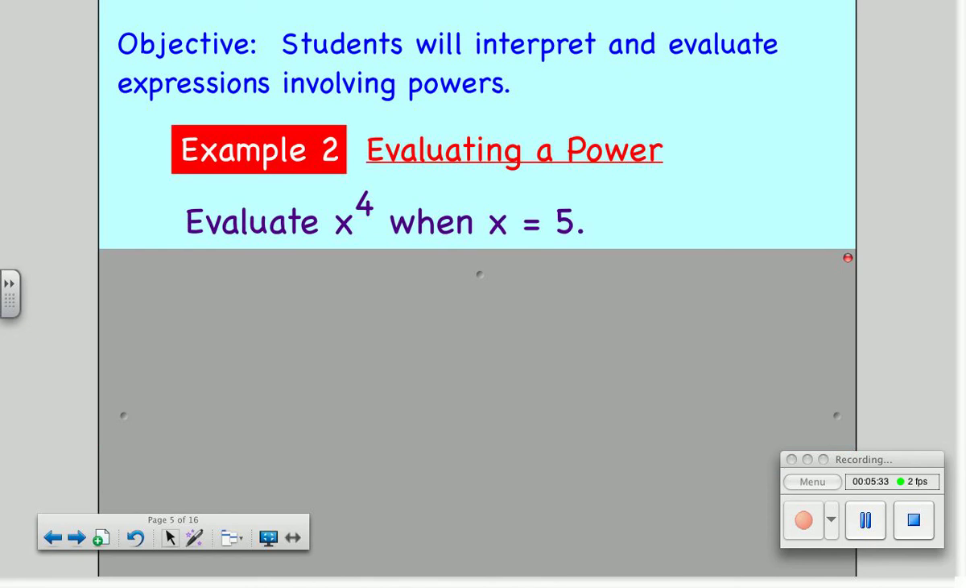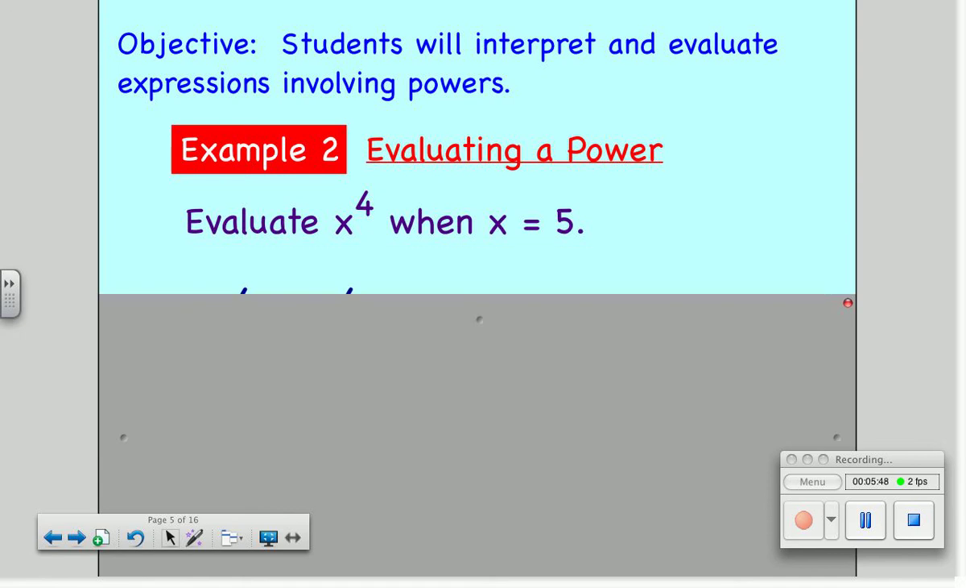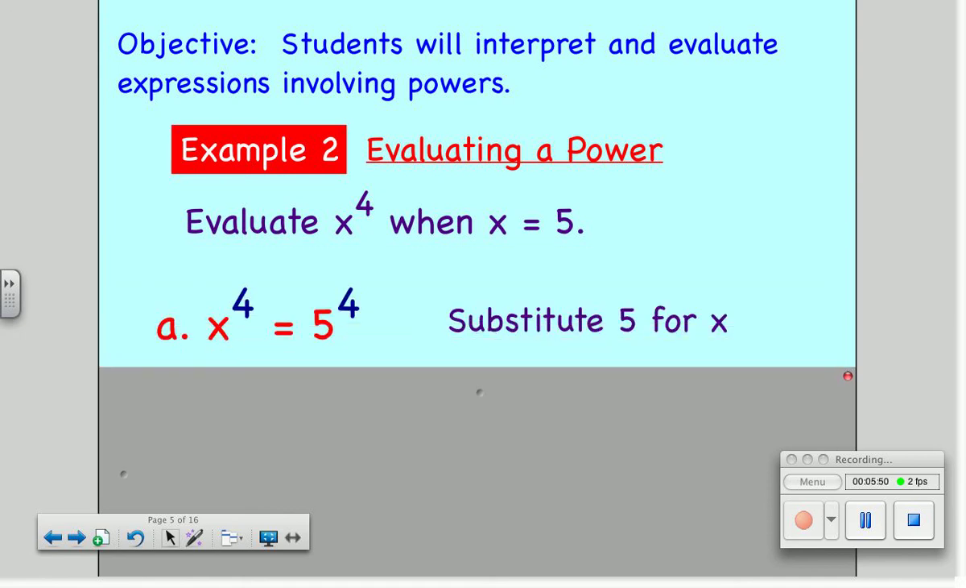Now, how do we evaluate a power? Remember, the word evaluating means give the value of. So how do we give a value to those powers now? So we want to evaluate x to the fourth power when x is 5. So we, first of all, remember the word. This is a very good word for you to remember, substitute.